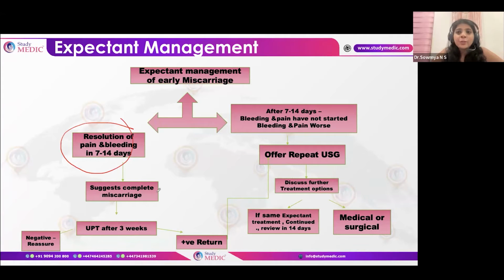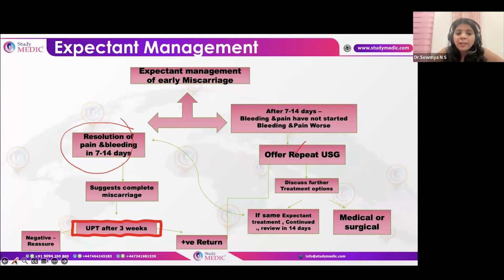In that case, if she bleeds and has completed the process in 1 to 2 weeks, and the bleeding stops, still a very important step: you have to repeat a pregnancy test after 3 weeks. This is very important because you want to make sure that there is no element of molar pregnancy. However, if it doesn't settle down or if the bleeding doesn't stop at all, next you repeat a scan and discuss the further options.